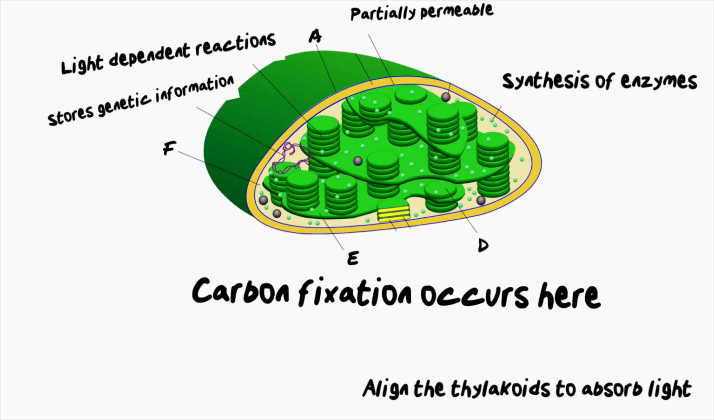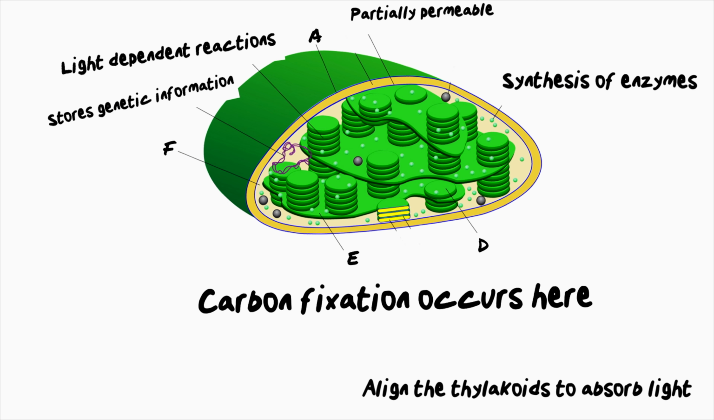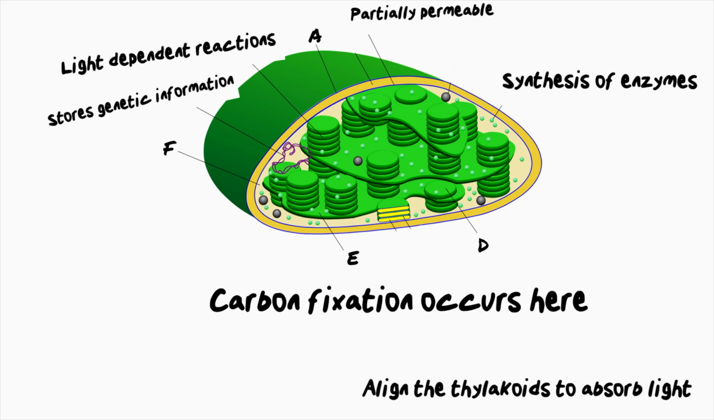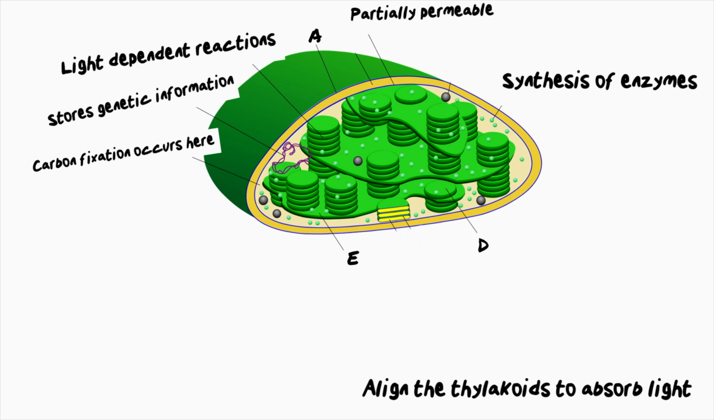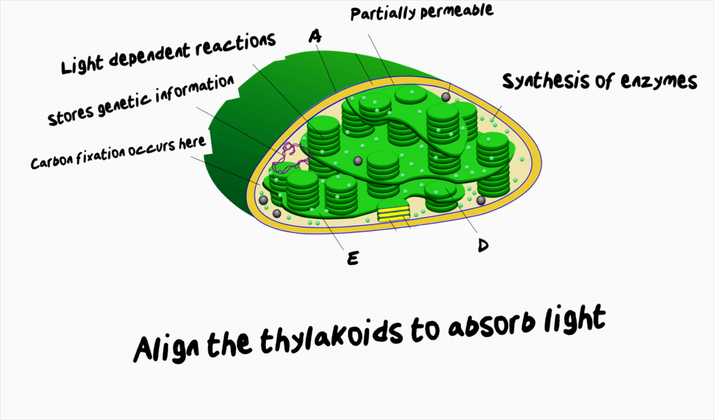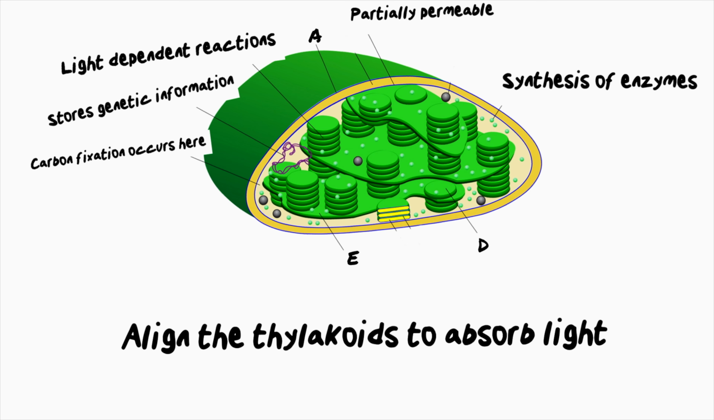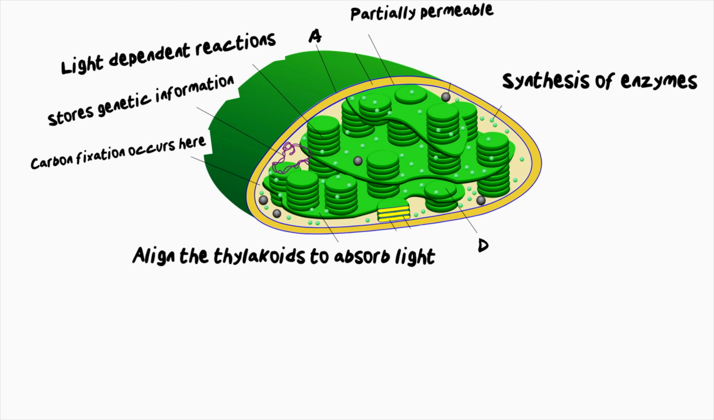It says carbon fixation. This means we're talking about the light-independent reaction. And the light-independent reaction of photosynthesis means the reactions of photosynthesis that don't rely on light. Those take place in the stroma. So you can see there's a small arrow F pointing here at the stroma. Finally, it says align the thylakoid to absorb as much sunlight as possible. Here we're talking about the lamellae. Those are the membranes that connect the grana or the thylakoids together, and you can see it here shown as part of the label.